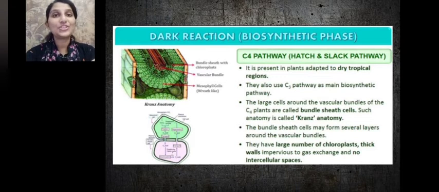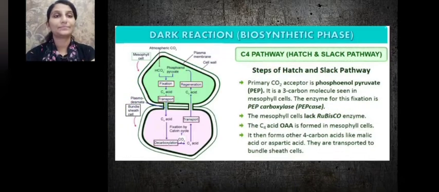And these bundle sheath cells have a large number of chloroplasts, and they also possess thick walls which are impervious to gas exchange, and they lack any intercellular spaces. So these are the special features of the bundle sheath cells. They have a large number of chloroplasts. They are covered with thick walls which are impervious, which do not allow the movement of gases, and they lack any type of intercellular spaces.